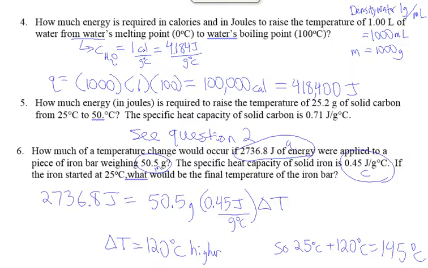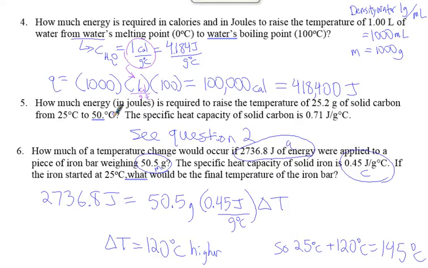Number 4, how much energy is required in both calories and in joules to raise the temperature of 1 liter of water from 0 degrees Celsius to 100 Celsius. So first of all, the heat capacity for water is one of those things you need to know, so that's what I worked out first. The heat capacity of water is a calorie per gram degree Celsius, or 4.184 joules divided by grams degree Celsius.